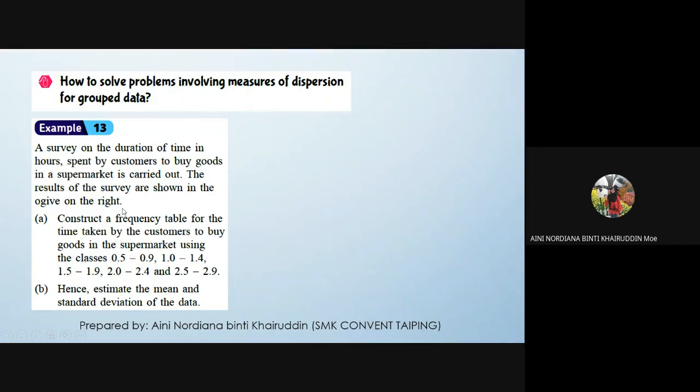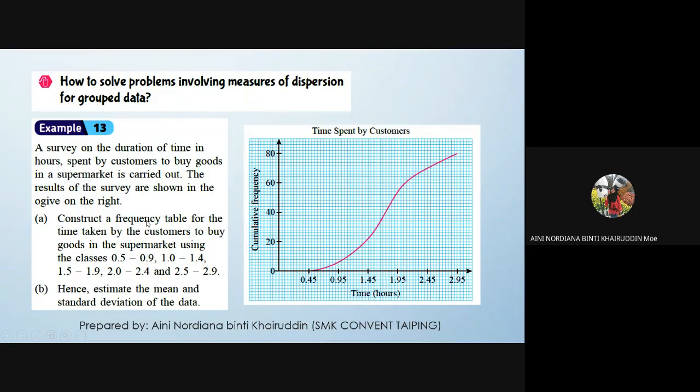Construct a frequency table for the time taken by the customers to buy goods in the supermarket using the classes 0.5 to 0.9 and so on.